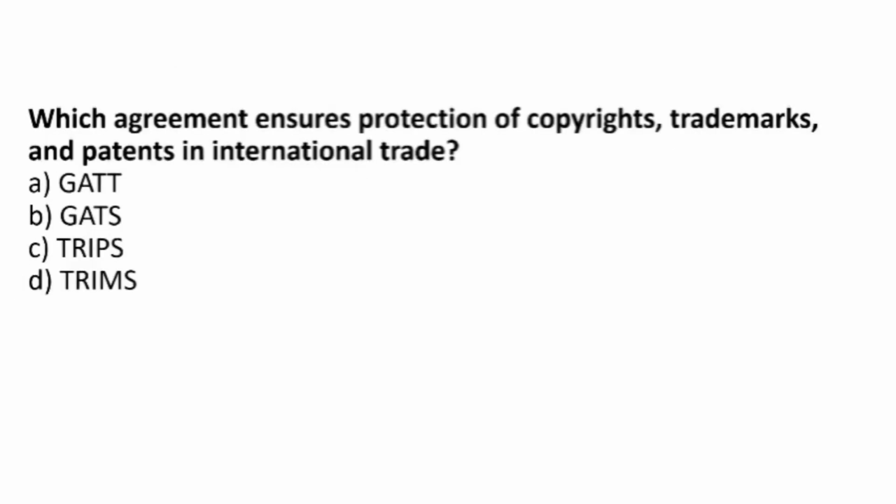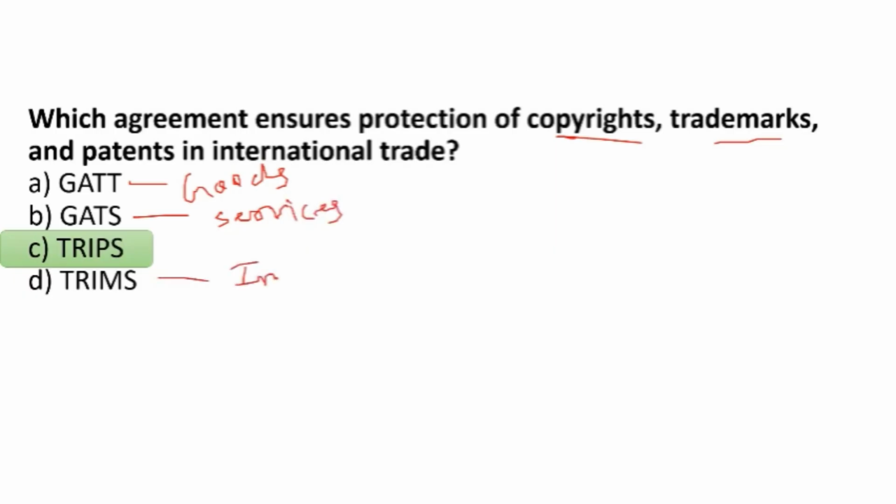Correct? Next, which agreement ensures protection of copyright, trademark and patent in international trade? There is a direct answer. It is TRIPS. GATT is related to the tariffs and goods, barriers and tariffs. GATS is related to the services. And TRIMS is related to investment. And this TRIPS is related to the IPR, that is intellectual property rights.